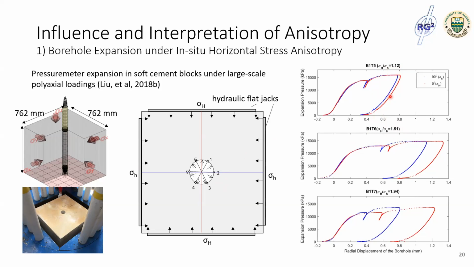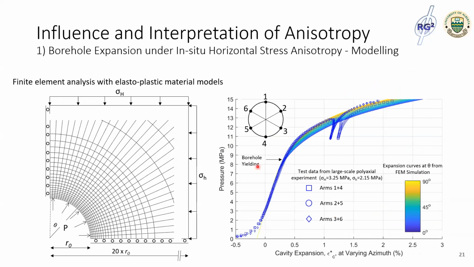It is aligned with the direction of the maximum horizontal stress orientation. And with the increase of this stress ratio from 1.12 to 1.94, the difference between the expansion in the axis of the major and the minor horizontal stress also increases. So we validated this hypothesis, and now we can model the borehole expansion using a numerical technique.